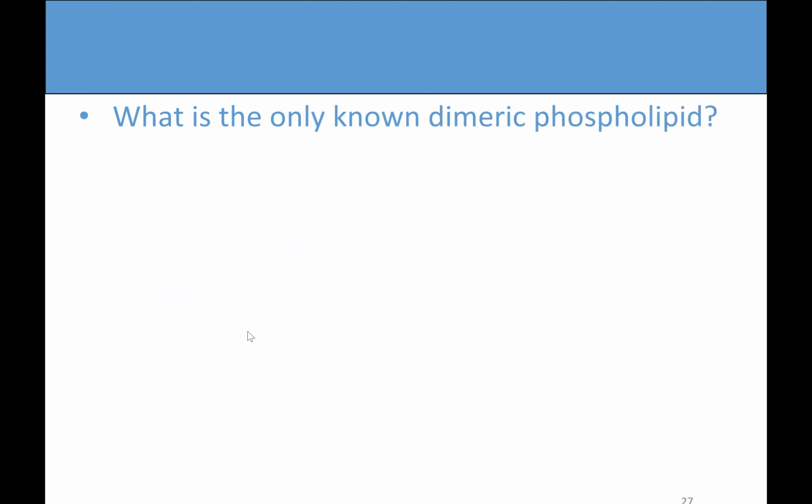And now this is the last question. What is the only known dimeric phospholipid? Yes, the answer is cardiolipin.